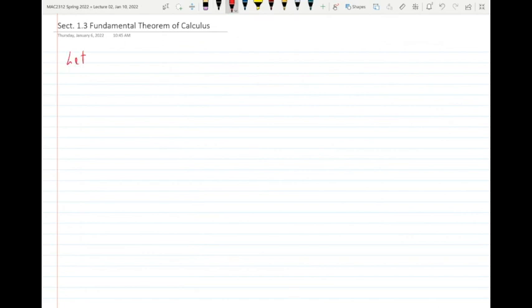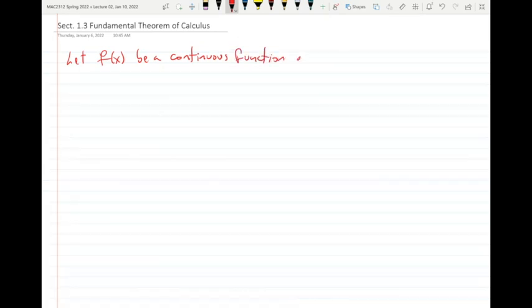So let little f of x be a continuous function, and let's suppose that we have an antiderivative, and let capital F be an antiderivative. We already know what this is.